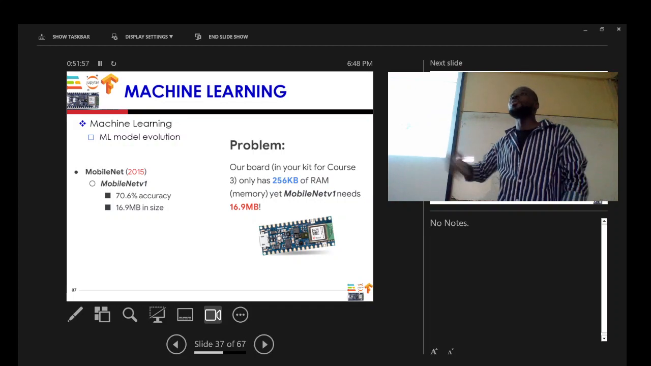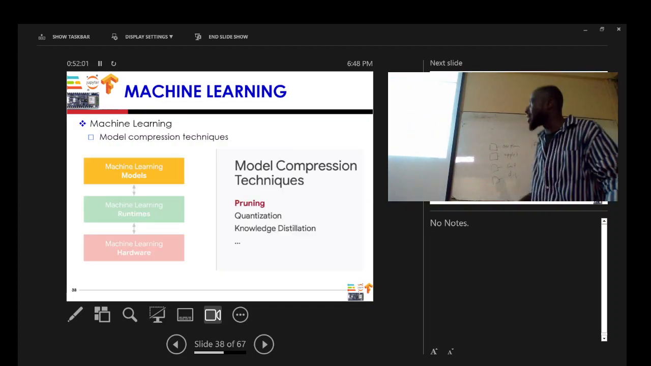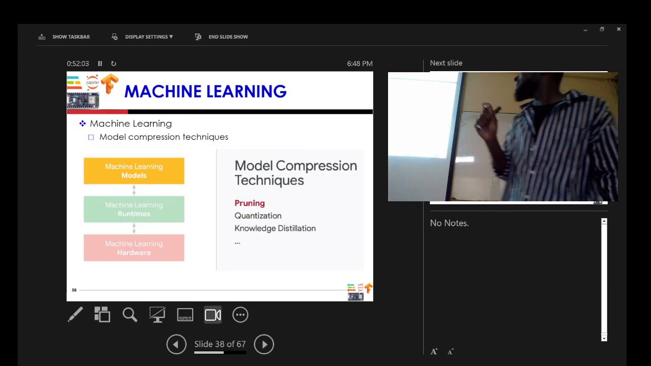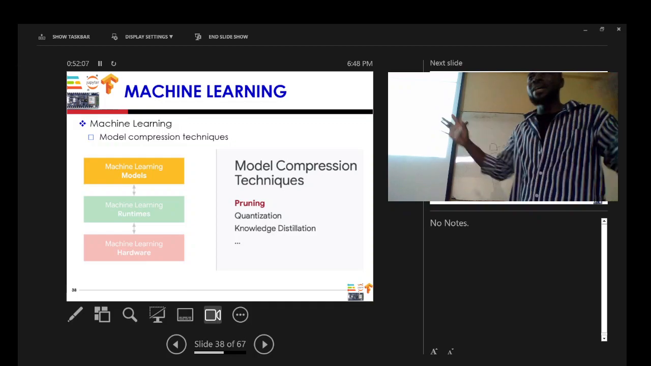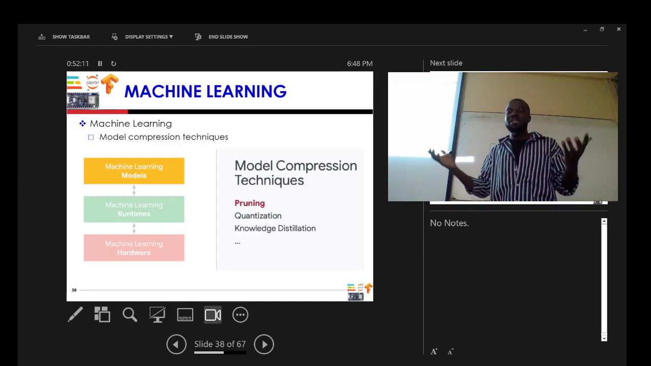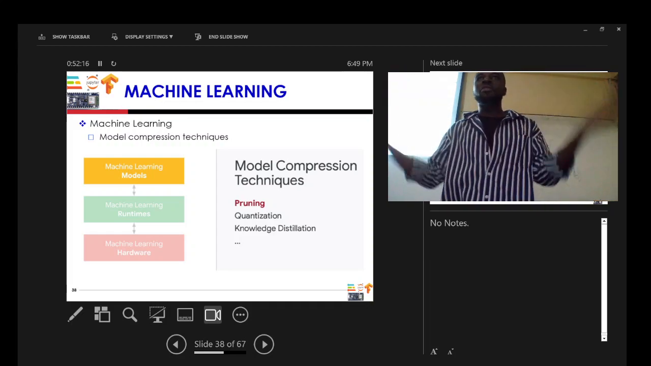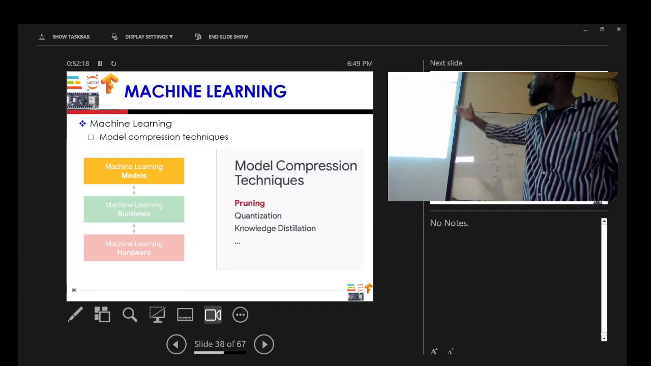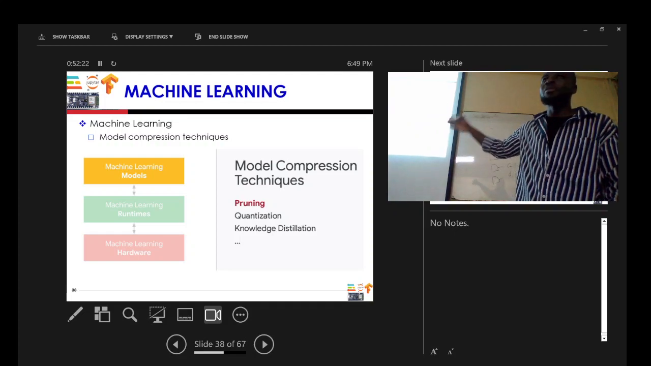So how do we go about that? We now have to start thinking about the machine learning models themselves and some techniques to scale down the machine learning algorithm itself. We have so many techniques to reduce the size of your model. One is called pruning, and one is called quantization. That's what we're going to look at mostly.